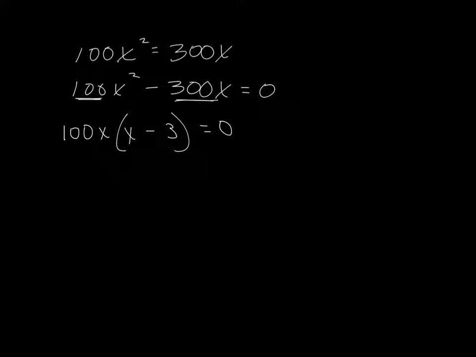So what can I multiply 100 by to get 0? Well, that answer is going to be 0. 0 times 100 is 0. And what does this have to be to make it 0? Well, if this were a 3, 3 minus 3 is 0. So I get that. Okay? And that ends up being your answers, 0 and 3. So x can be 0 or x can be 3.